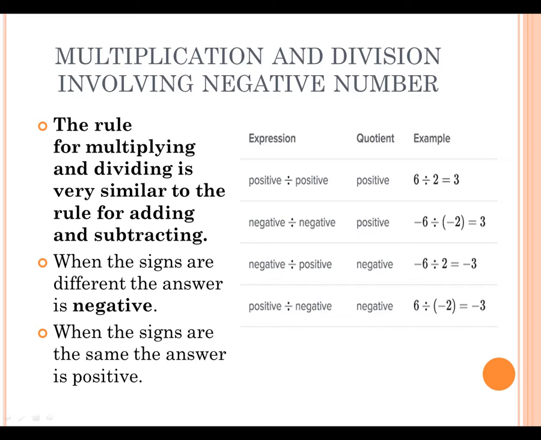Here are the expressions. Positive divided by positive equals positive, just like 6 divided by 2 equals 3. Negative divided by negative equals positive, just like minus 6 divided by minus 2; the minus signs cancel, so the answer is 3. Negative divided by positive equals negative, because minus 6 divided by 2 equals minus 3, as the signs are different. And positive divided by negative equals negative, just like 6 divided by minus 2 equals minus 3.